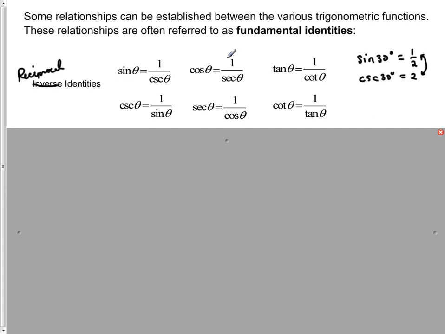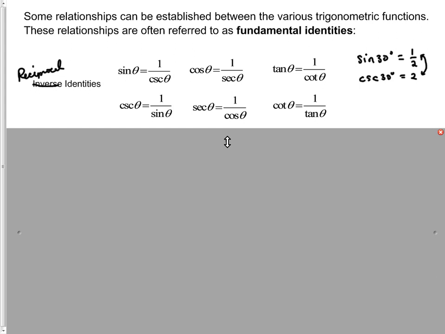Cosine of theta is 1 over the secant of theta. It's the reciprocal. So secant and cosine are reciprocals of one another. And finally, tangent and cotangent are also reciprocals of one another. So our reciprocal identities are these ones.